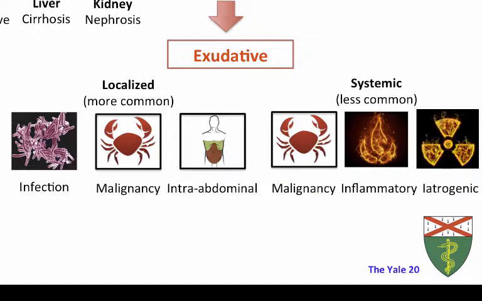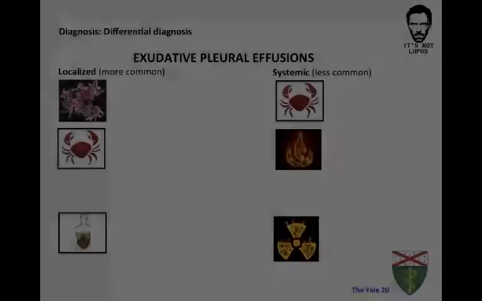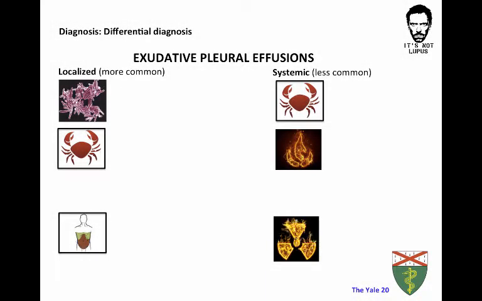Localized are usually more common, and they include infection, malignancy, and intra-abdominal etiologies. Systemic, a little less common, but they still could be present. Malignancy, inflammatory, and iatrogenic, or things that we do to our patients. So this next slide, we want to make it more of a reference slide.